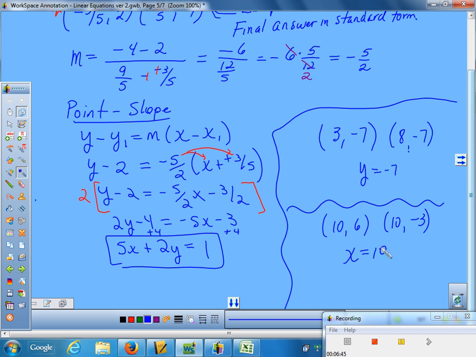What if you got like (10, 6) and (10, 6)? Okay, (10, 6) and (10, 6) is the same point, so then you need 2 points before you can do anything. That would not be 2 different points. Yeah, she would say not possible.